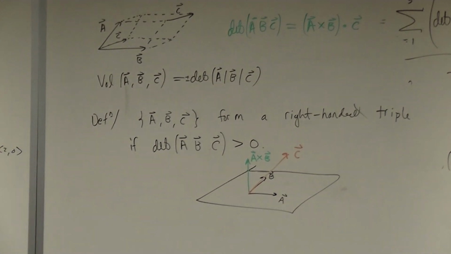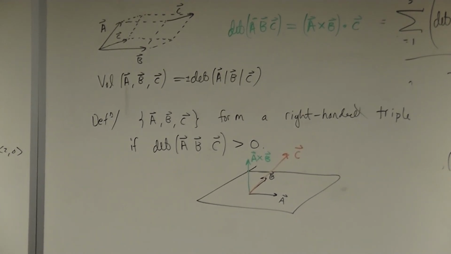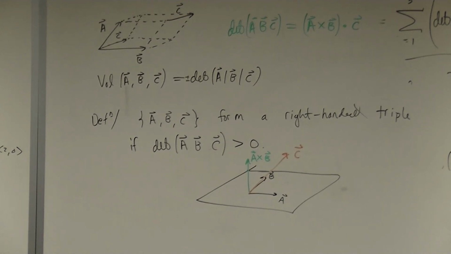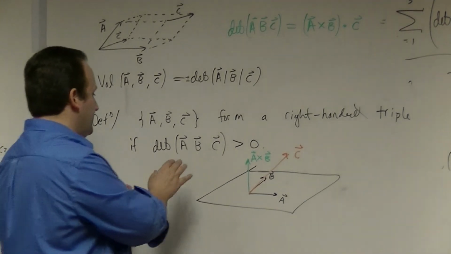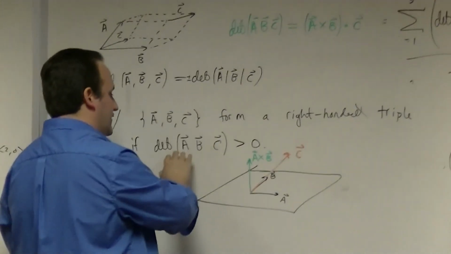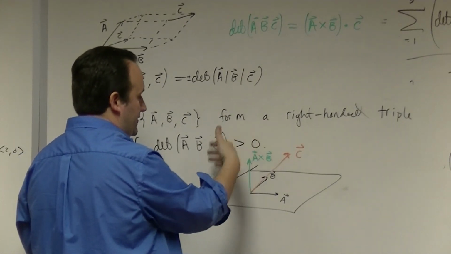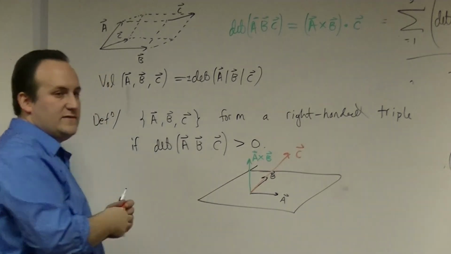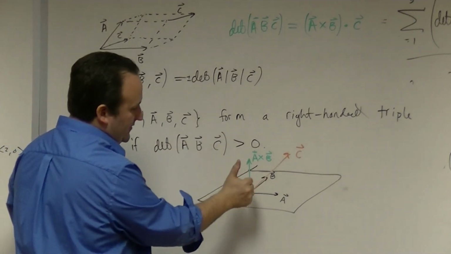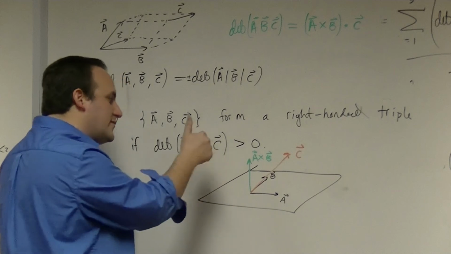It simply means that C, if you attach it to the plane, is on the same side of the plane as A cross B. If that dot product were negative, that means C is below the plane. It's on the opposite side of the plane from A cross B. So if A, B, C form a right-handed triple, if the determinant of A, B, C is greater than zero, that's what we mean by right-handed. It's for A cross B to point in generally the same direction as C.